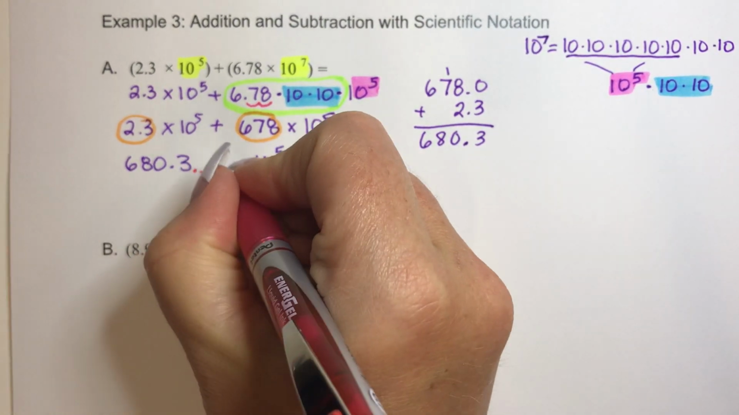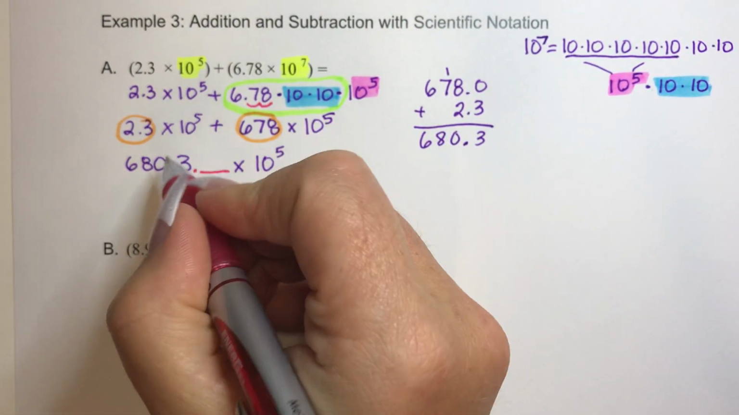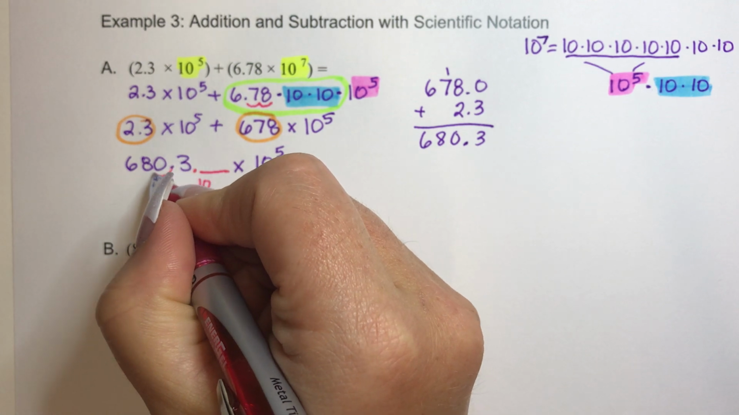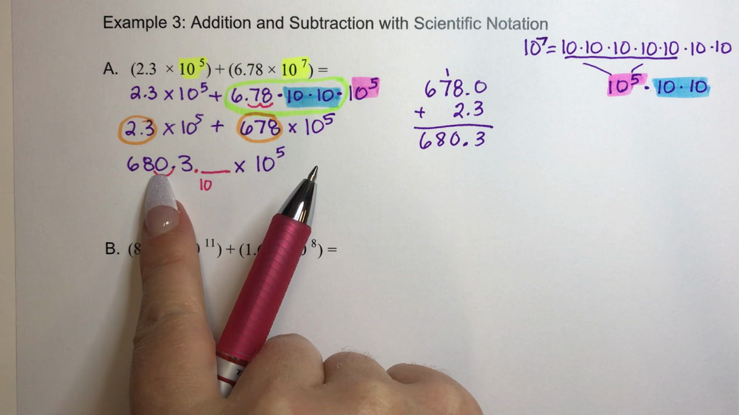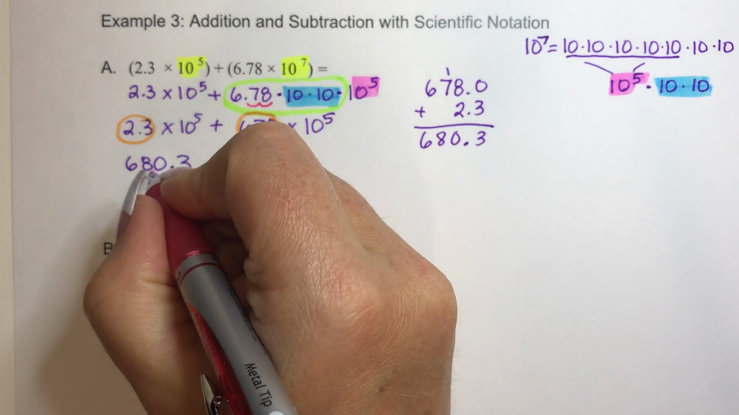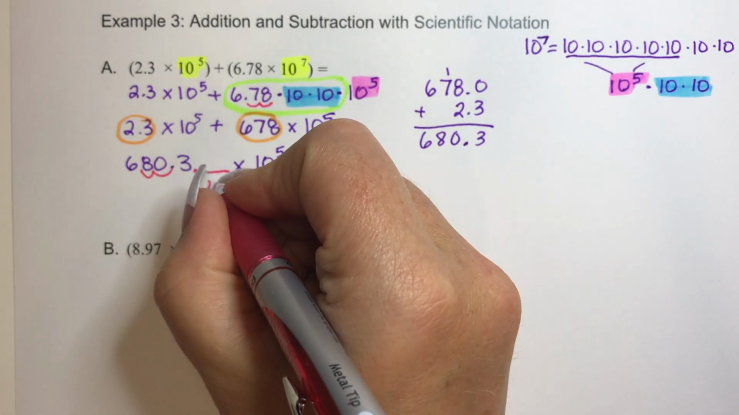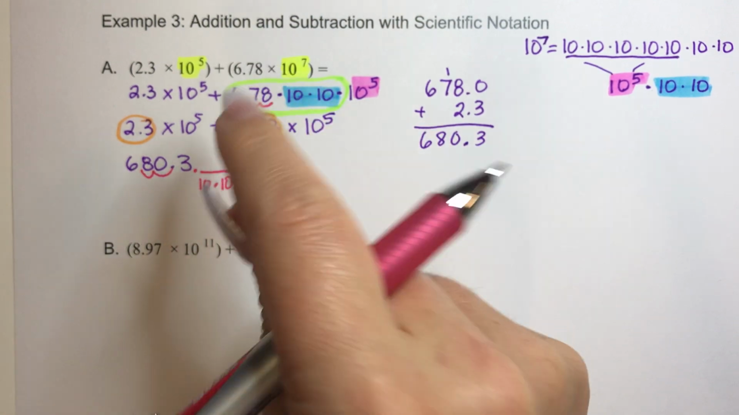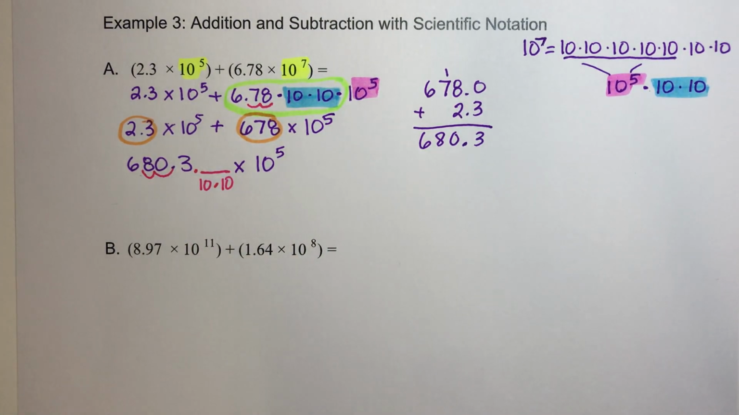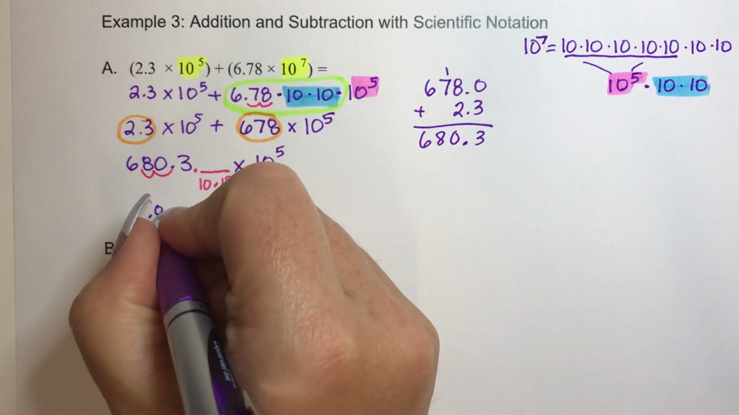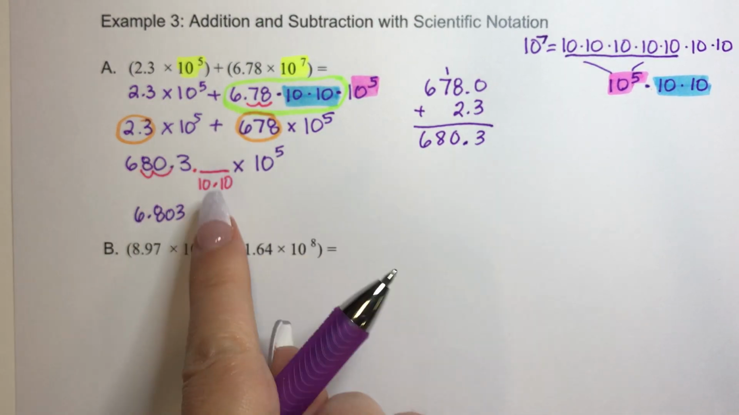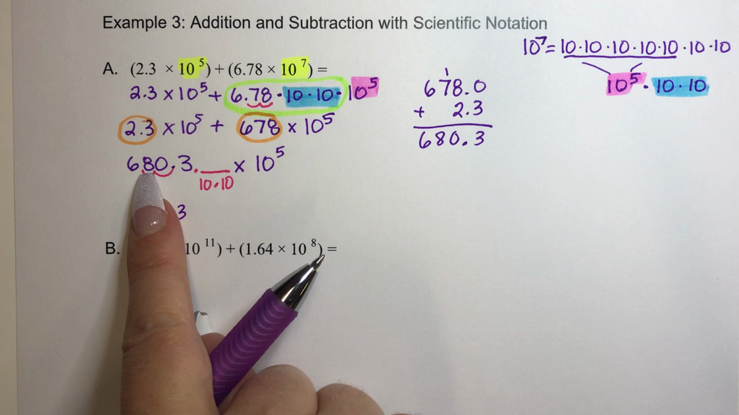So I'm going to say that we're going to divide by 10 here, and that's going to make it go over 1, but then it would be 68.03, which is still too big. So we're going to have to divide by 10 again, right, to get that 6.803, right, when we divide by 10 and then divide by 10.